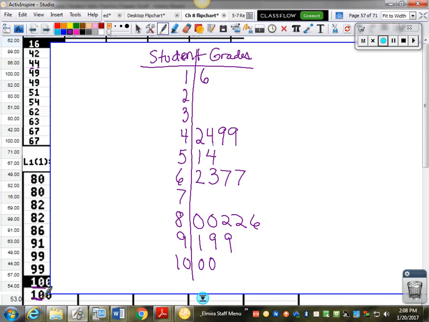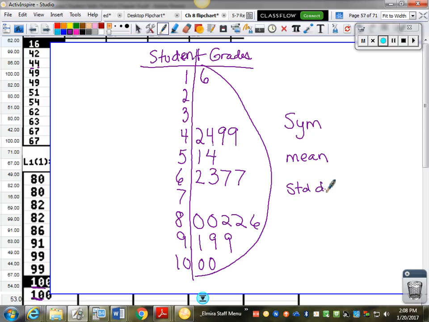And then I would look at this and I would say, okay, how does this data look? And I would say that data looks fairly symmetric. Okay, so if our data on this looks symmetric, remember that means we would calculate the mean and we would calculate standard deviation.